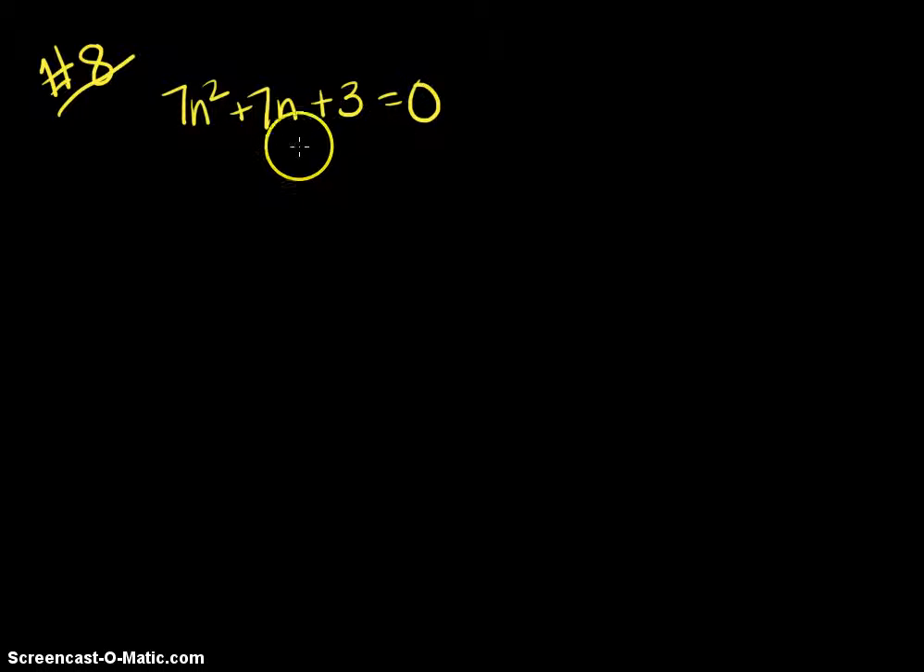The first thing that we always want to ask ourselves is, is it equal to 0? So yes, it is equal to 0. Second question we ask ourselves, are there any greatest common factors besides 1? Let's just look at the variables real quick. We have n squared, so we've got two n's, we've got one n, and no n, so we don't have any like terms with the variables.